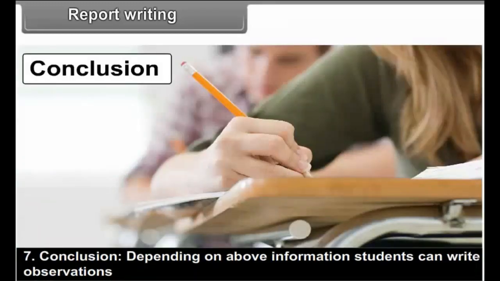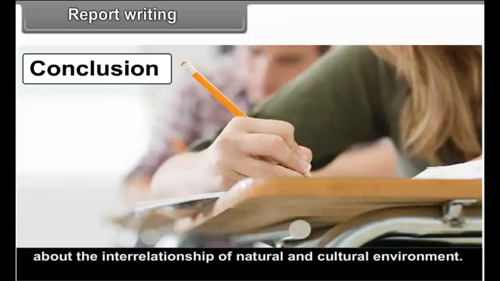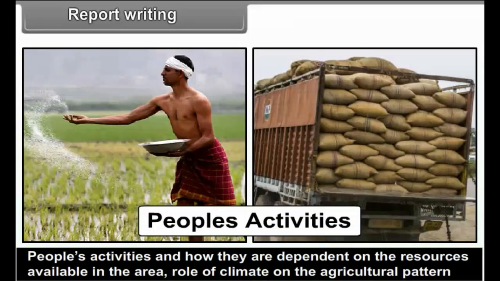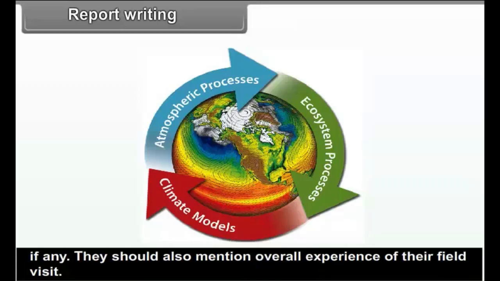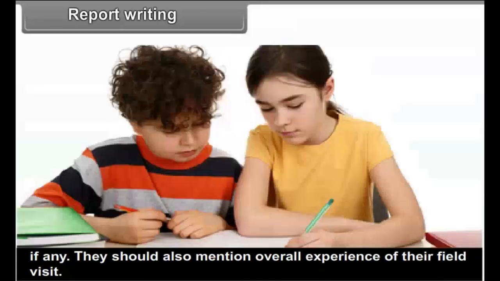7. Conclusion. Depending on the above information, students can write observations about the interrelationship of natural and cultural environment, people's activities, and how they are dependent on the resources available in the area. Role of climate on the agricultural pattern, if any. They should also mention overall experience of their field visit.